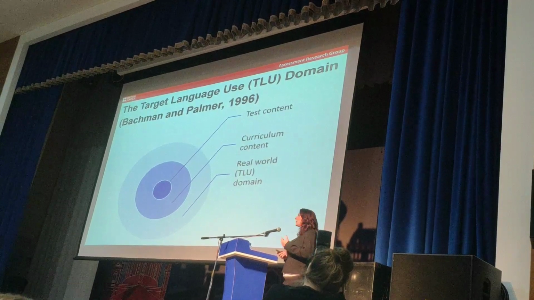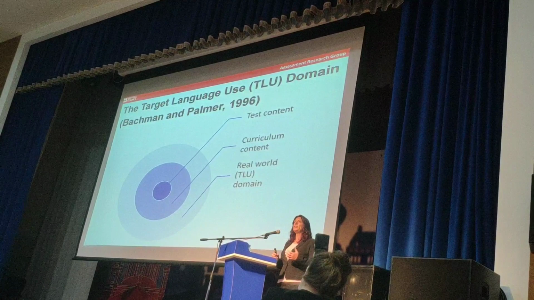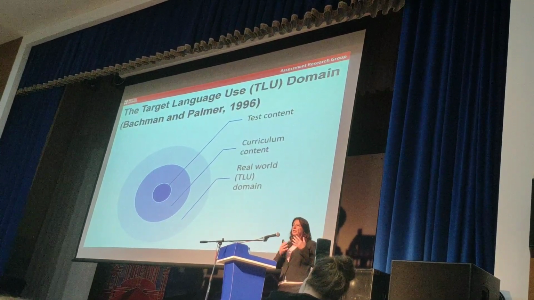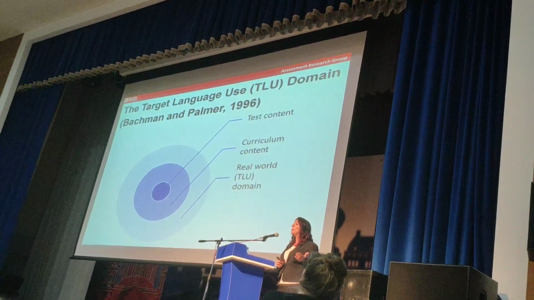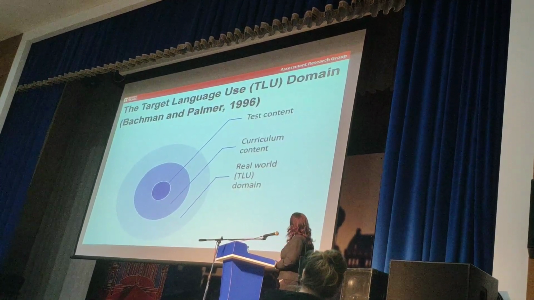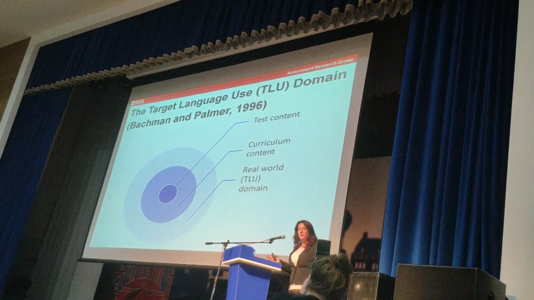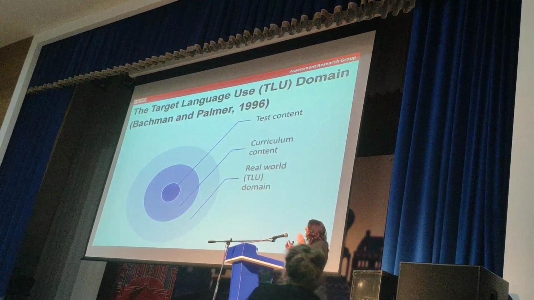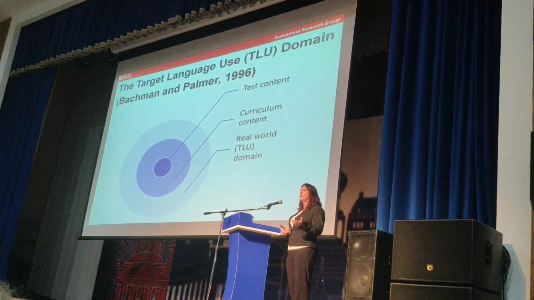So let's start by thinking about what we're doing when we're teaching. When we're teaching, we have to replicate the target language use domain. So basically, our aim as teachers is to replicate what happens in the real world. So that's the big circle that you've got there. Obviously, we can't teach everything that's everywhere, so we have to narrow it down. And that's the sort of middle-sized circle where we've got the curriculum content.